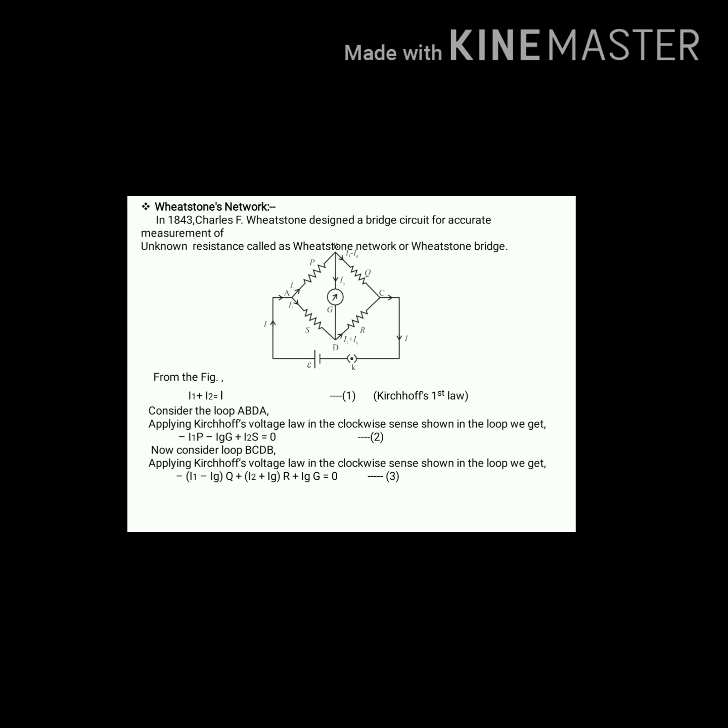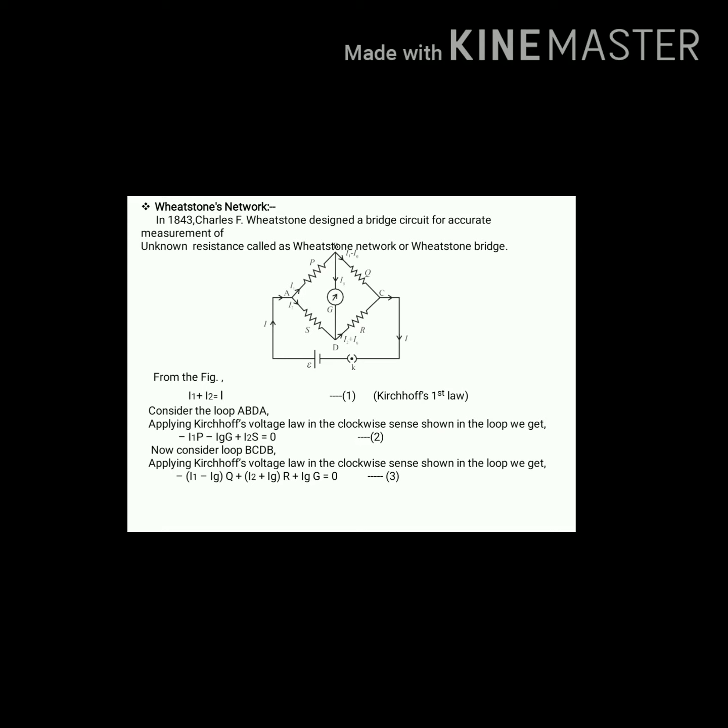That is, VB is equal to VD, that is, the potential at point B equals the potential at point D. So, Ig is equal to 0. Thus, in the balanced condition, even though current flows in the rest of the circuit, the galvanometer will not show any deflection. That is, it shows the null point.